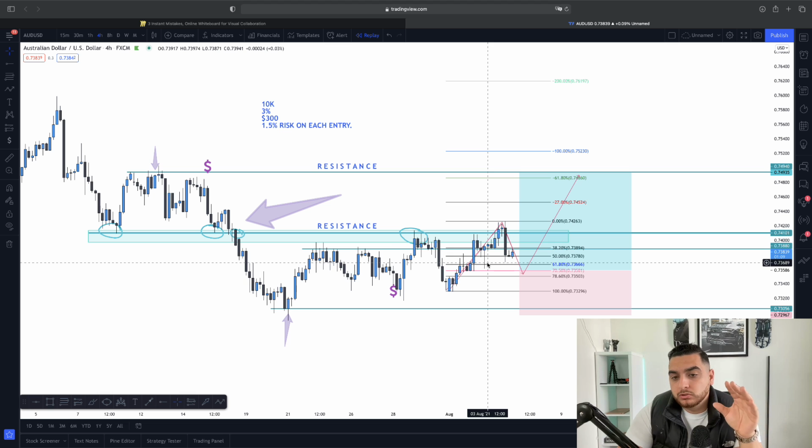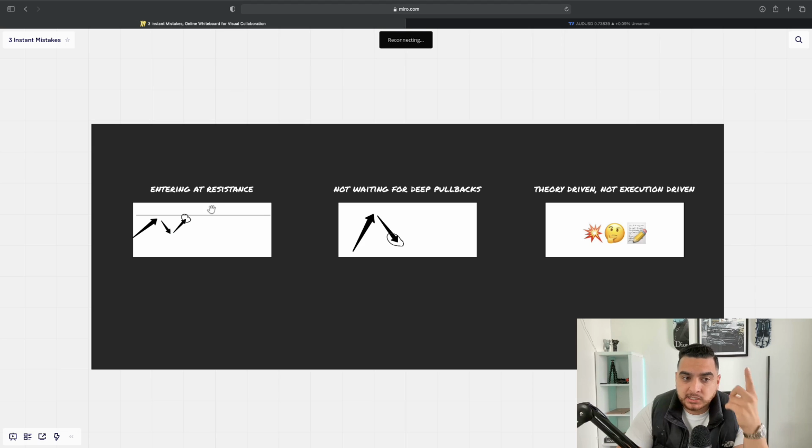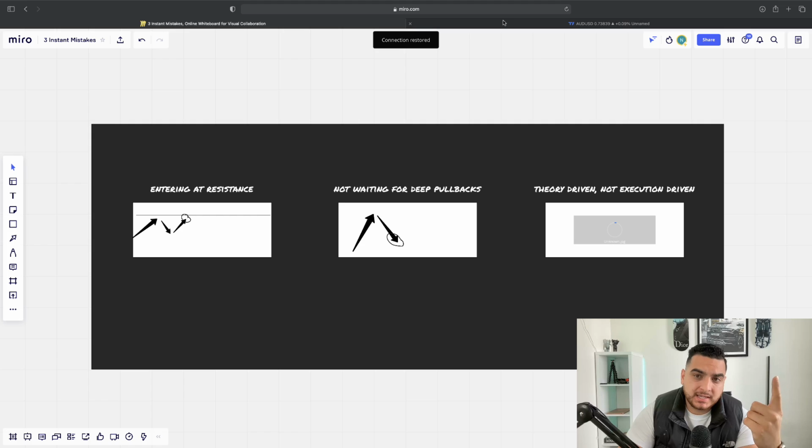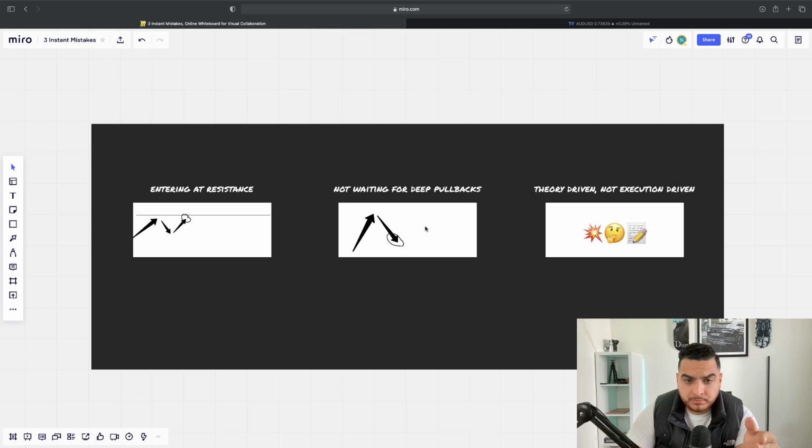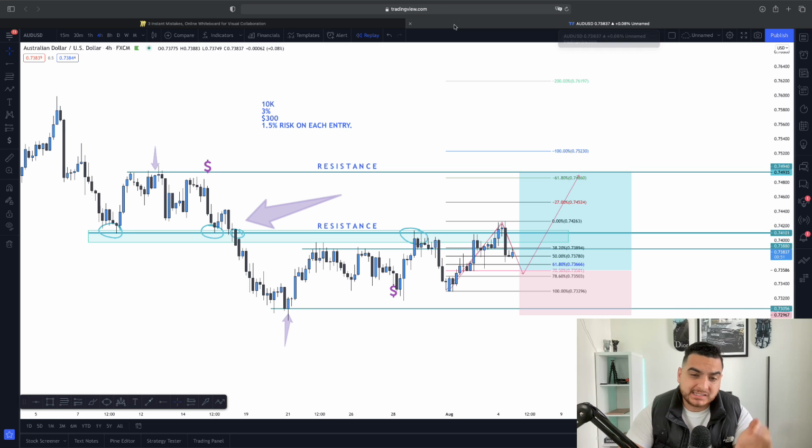But when you're looking at technicals, these are the 3 biggest mistakes. Number 1 was entering at resistance. Simply entering where people are going to be selling. You don't want to be doing that. You want to be entering where it's already been sold off and the selling liquidity is thinning. Very important. Number 2, not waiting for deep pullback. So they tie in together.